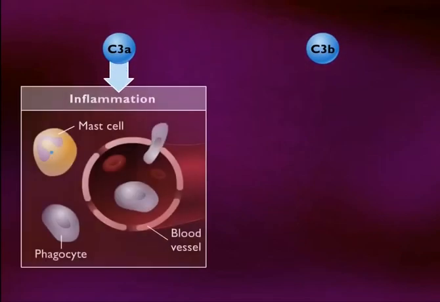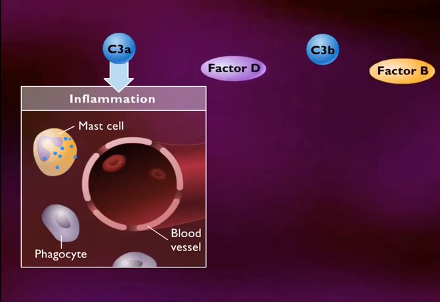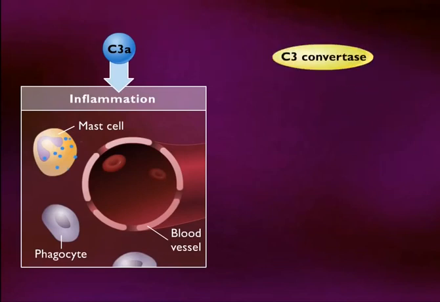Both of these pathways of complement activation follow the same sequence after cleavage of C3. C3A is involved in stimulating inflammation. C3b reacts with other complement components to form C3 convertase, which forms more C3A and C3b.